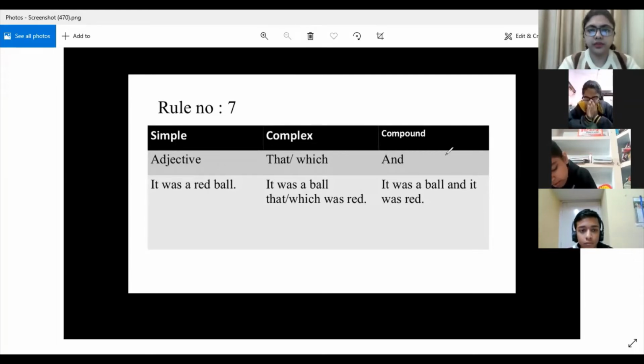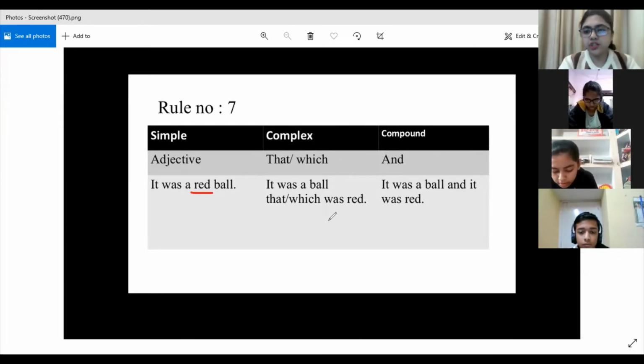In a sentence, okay, then you have to change that adjective into an adjective clause. You've already done clauses and you know what an adjective clause is. Like, for example, it was a red ball. Okay, so how are you going to write it into a complex sentence? So in a complex sentence, the adjective is replaced with an adjective clause. Please make a note of it. Okay, so it was a ball which was red. It was a ball that was red.